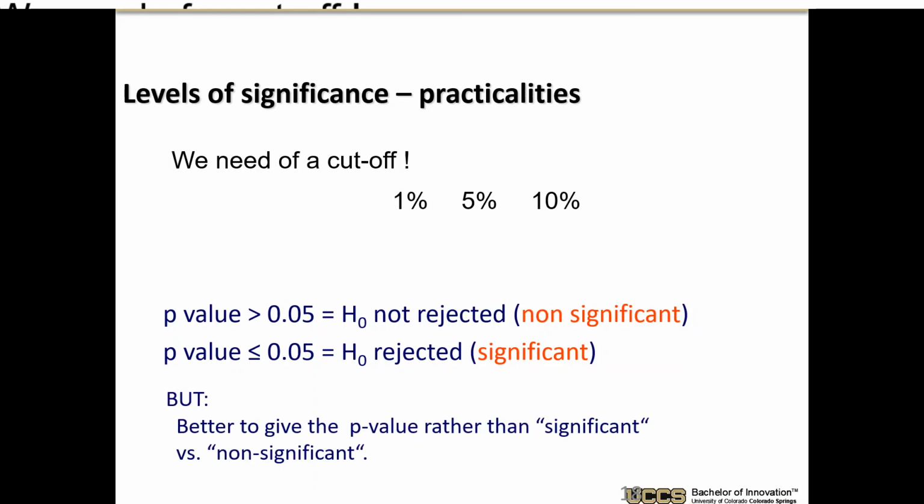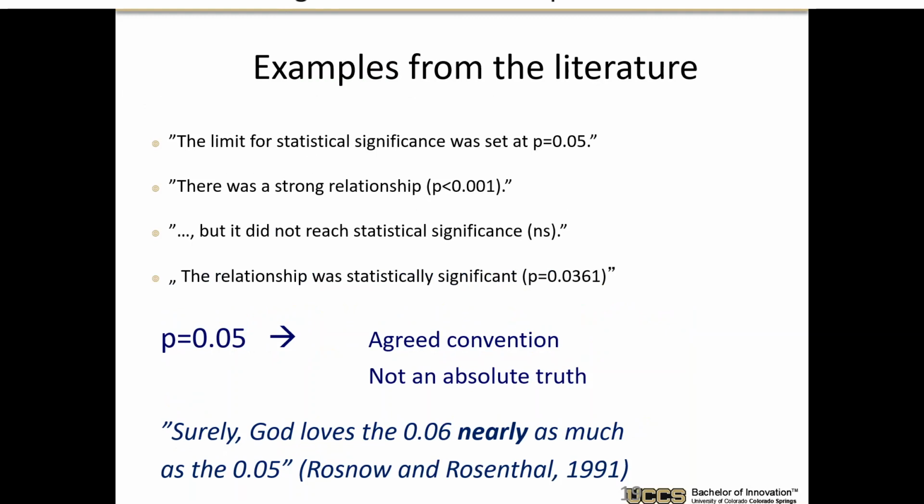But we have to be careful, right? I actually find it much better to give the p-value rather than just a significant versus non-significant test. But not everyone agrees with that. There's a lot of people in the statistics world that say, no, we should just have an overall threshold. So you'll find places where the limit for statistics was set at 0.05: there was a strong relationship, significant, did not reach statistical significance, or whatever. I like things like: the relation was statistically significant, 0.0361. They better have a lot of data if they have 3 digits.